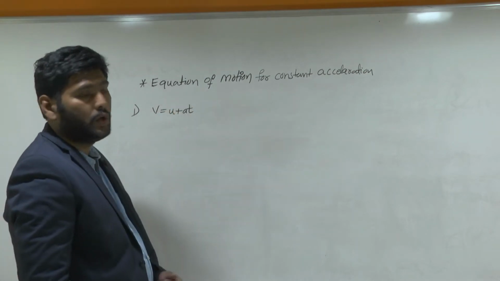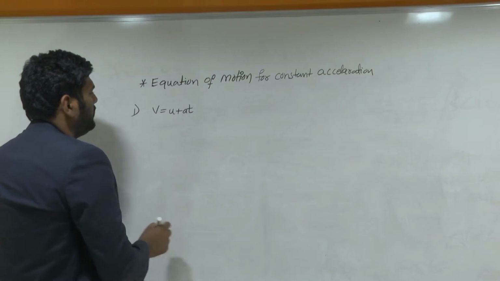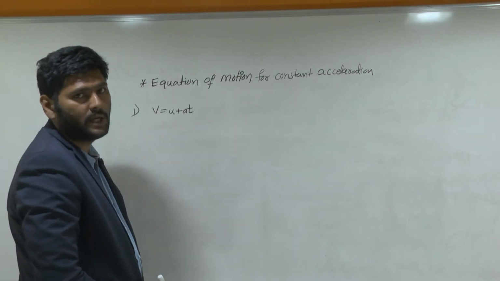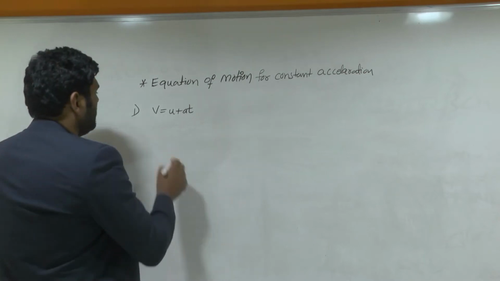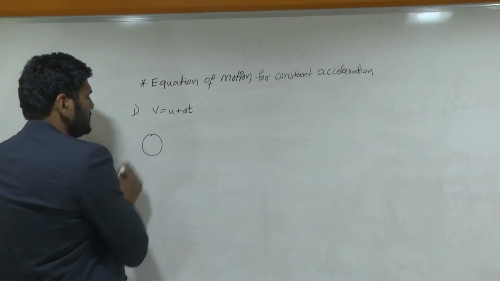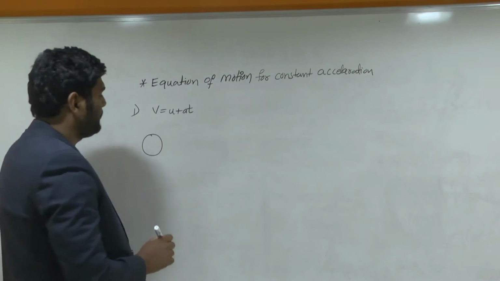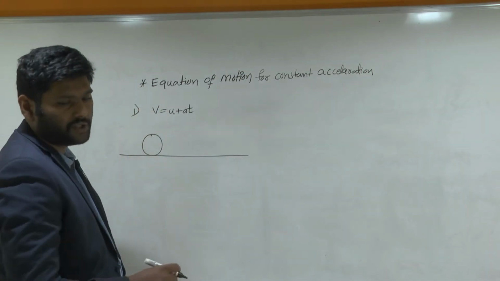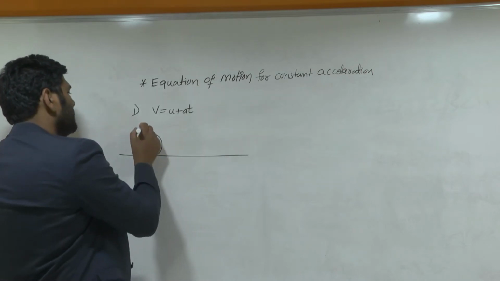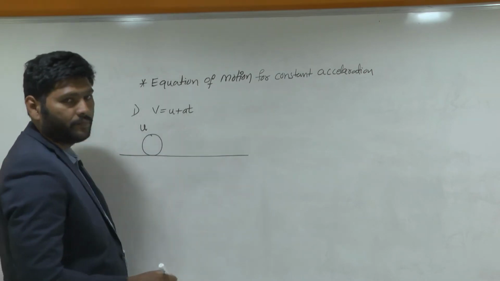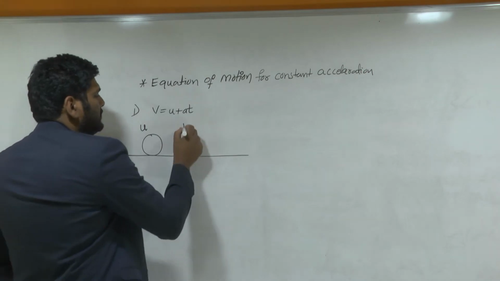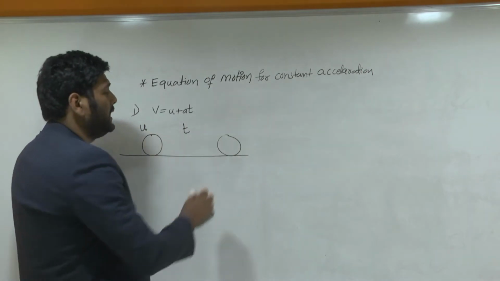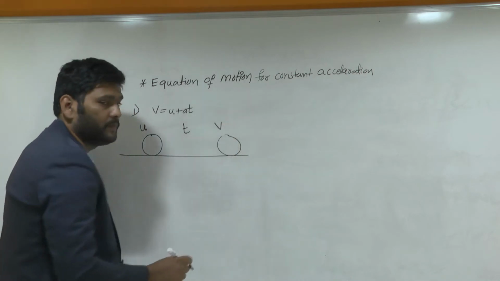V is equal to U plus AT. Now I will explain this V is equal to U plus AT with one example, one situation. The situation is, let me take a mass. The object is moving in a horizontal direction, and it has an initial velocity U, and after time t the object reaches this position and its velocity becomes v.